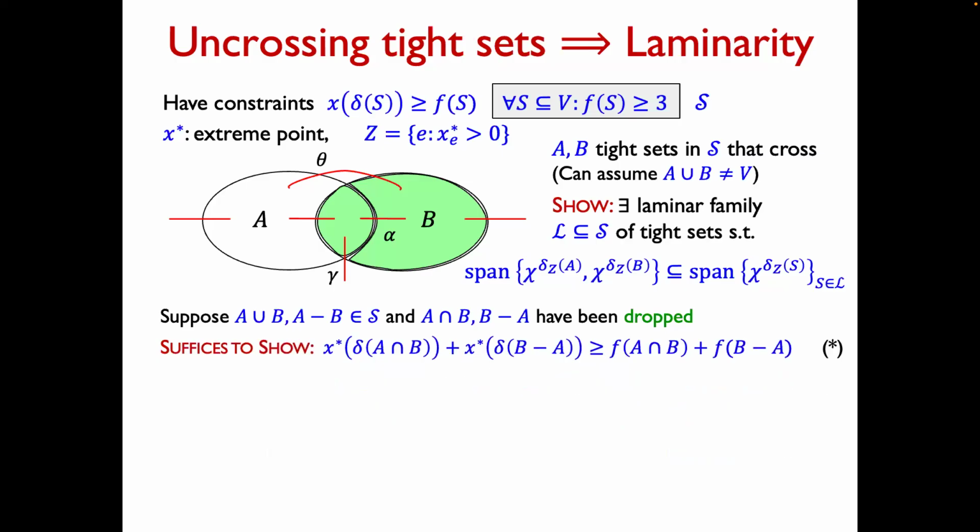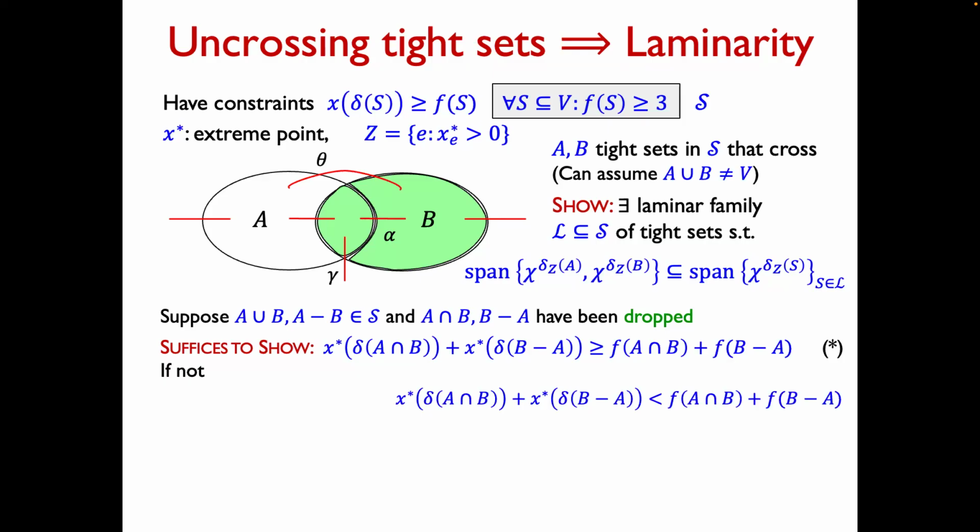Okay, so finally our goal is to show this compound inequality, where I'm summing up the x values on the boundary of A intersect B and B minus A, is at least f of A intersect B and f of B minus A. And there's one thing that I haven't used at all till now, which is even parity. So somewhere that's going to come into play.